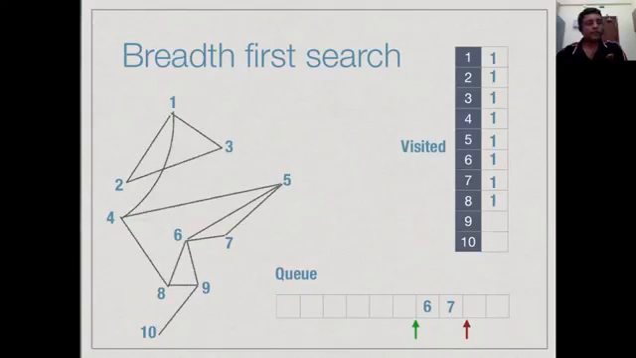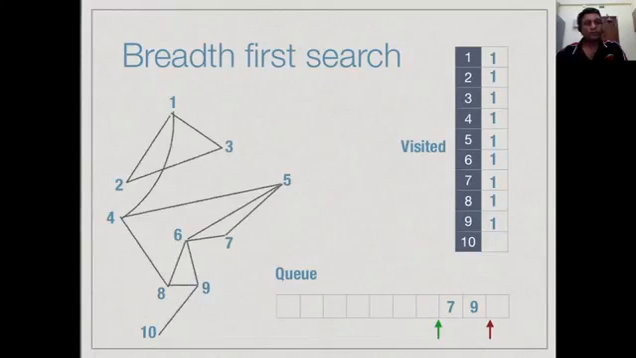So 8 has neighbors 4, 6 and 9. 4 and 6 are old, but 9 is new, so we add 9 to the queue. Now we go back and explore 6 because 6 is the vertex at the head of the queue. So now we look at neighbors of 6. The neighbors of 6 are 5, 7, 8 and 9. So when we remove 6 from the queue, we have nothing to do.